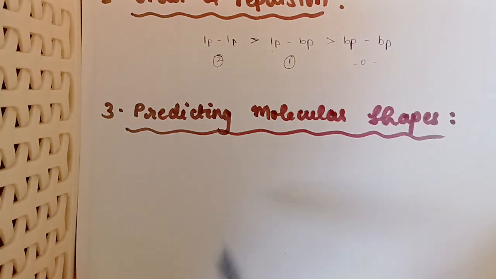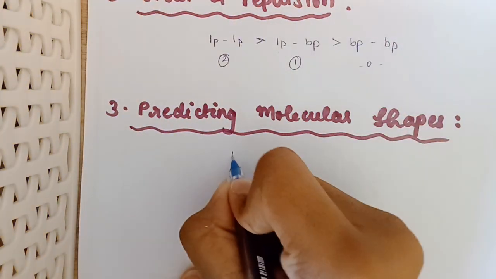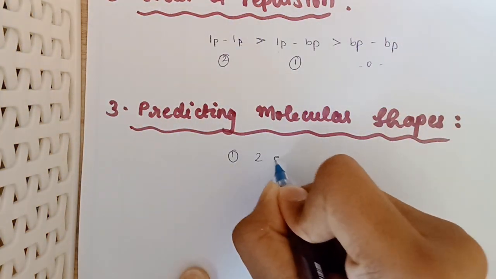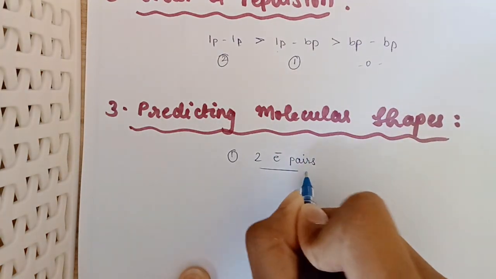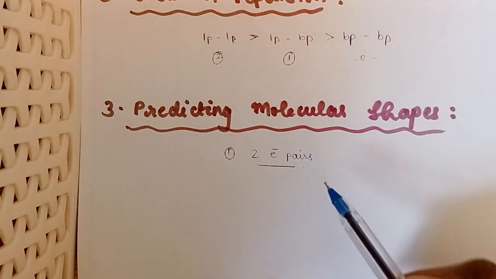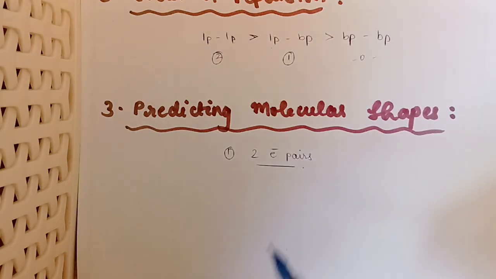So this is where we learn the shapes of the molecules one by one. Starting off with two electron pairs. This is the first shape we need to know. When there are two electron pairs, that is, there are two electron pairs around one central atom.